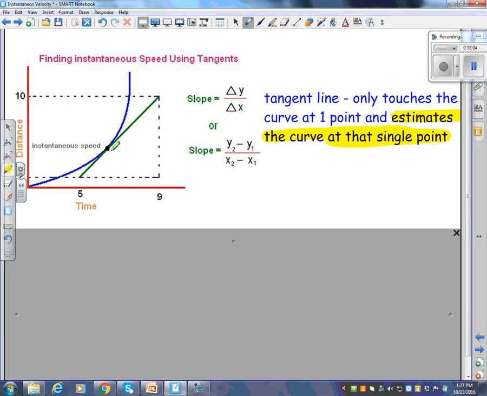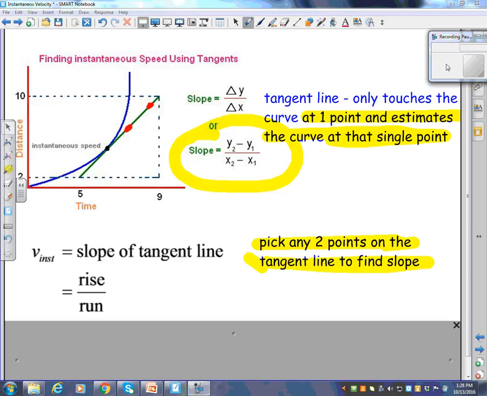We still don't know how to find the slope. How do I find the slope of the green line? Well, it's a straight line. So take any 2 points. They do not have to be the endpoints. They do not have to be on either side of the black dot. Any 2 points and find the slope. Okay, go ahead and write. I say any 2 points on the line.